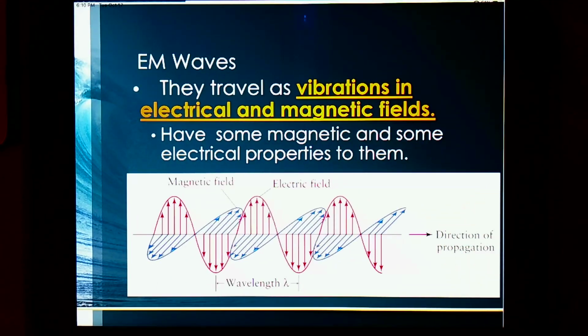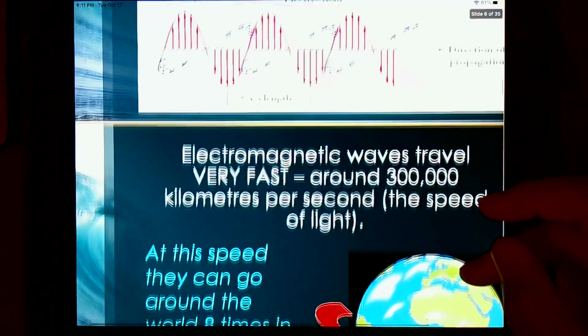So with these electromagnetic waves, they travel as vibrations in electric and magnetic fields. They do have some magnetic and some electrical properties to them. So they're going to have an electric field and a magnetic field with it. That's what it would look like.